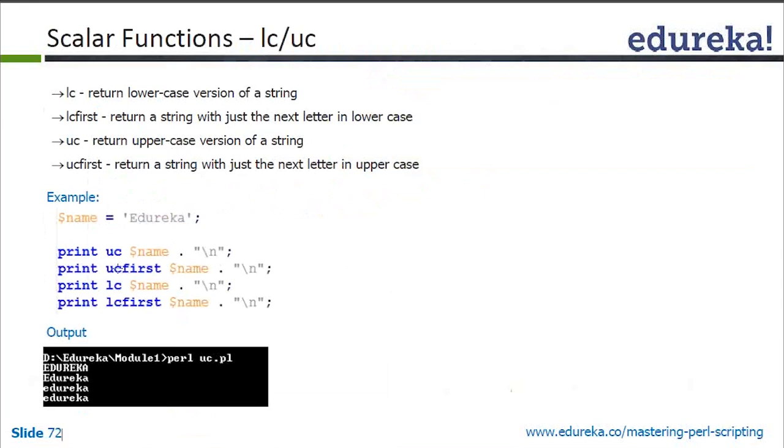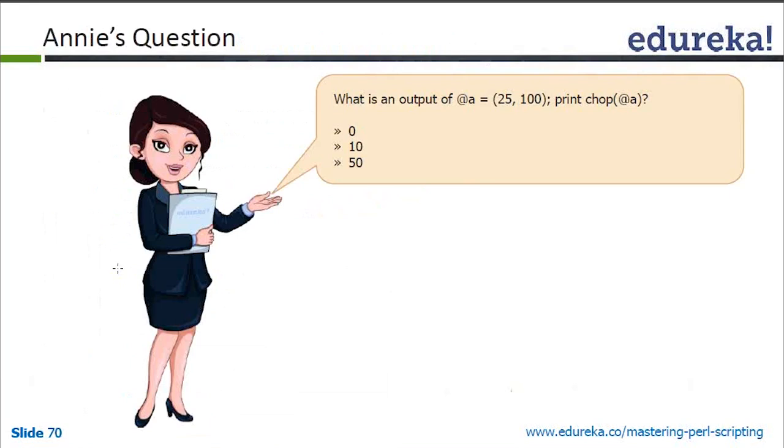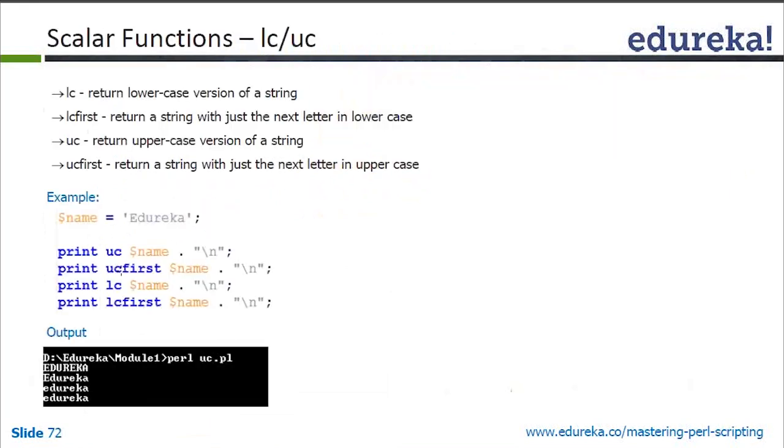So these are very simple functions. Perl has this functionality where you need not call the function explicitly with brackets. You can just print UC and a space and the name. You need not pass the parameters in parentheses. You can directly call the function and pass the parameter separated by a space. This is a very simple way of doing it, rather than passing it as an argument within the parentheses like in C.